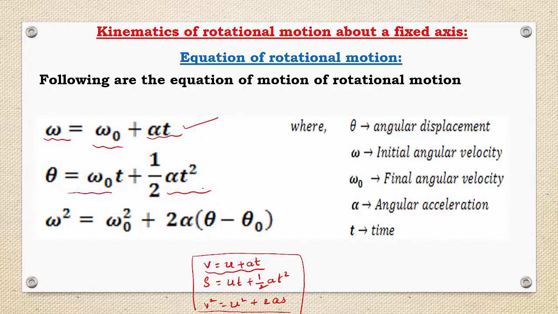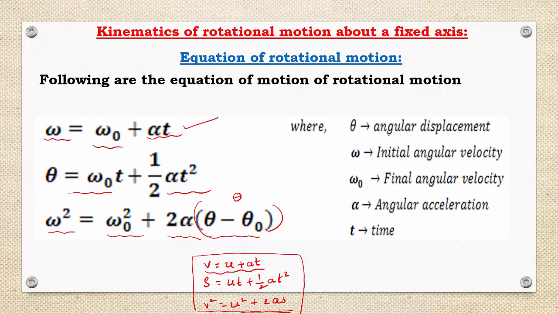Same equations. Here we considered linear equations. Here I am going to consider angular equations. Then last equation, v square equal to u square plus 2as. Here we can write omega square equal to omega naught square plus 2 alpha into theta minus theta naught, or simply you can write theta. That is change in displacement. So these are the equations for rotational motion.